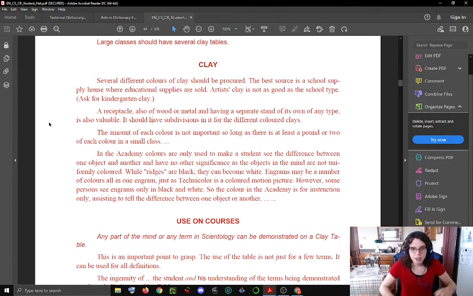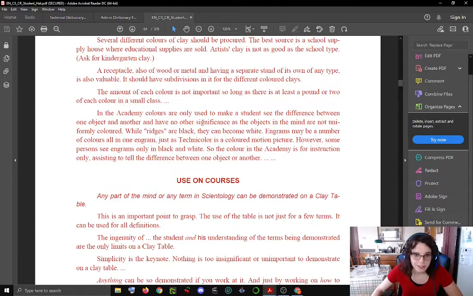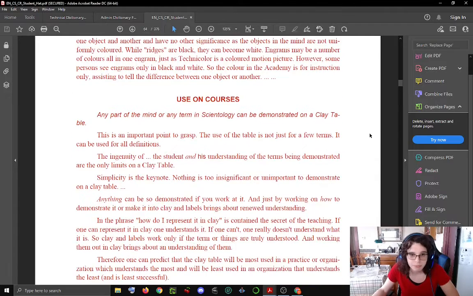The amount of each color is not important so long as there's at least a pound or two of each color in a small class. In the academy, colors are only used to make a student see the difference between one object and another, and have no significance, as the objects in the mind are not uniformly colored. While ridges are black, they can become white. Engrams may be a number of colors all in one engram, just as Technicolor is a colored motion picture. However, some persons see engrams only in black and white. So the color in the academy is for instruction only, assisting to tell the difference between one object or another.